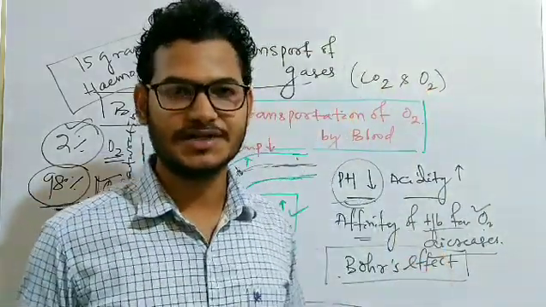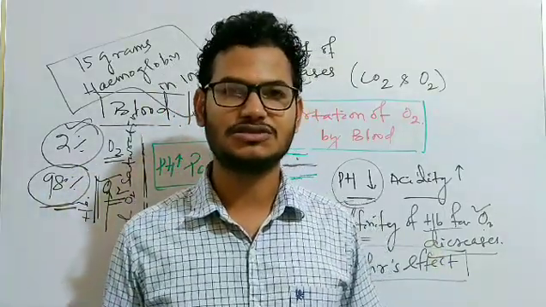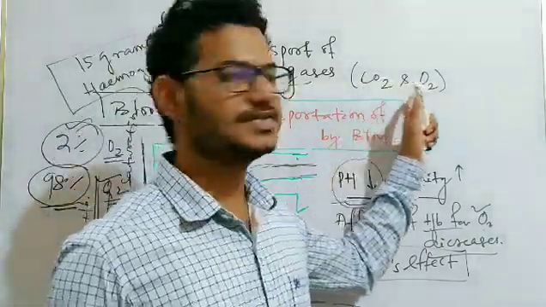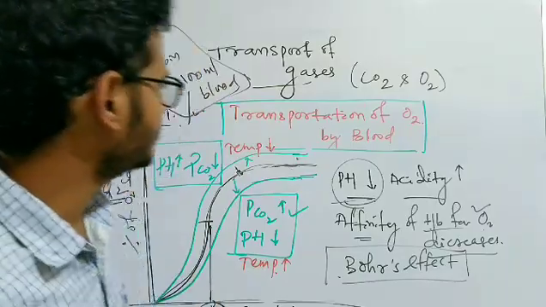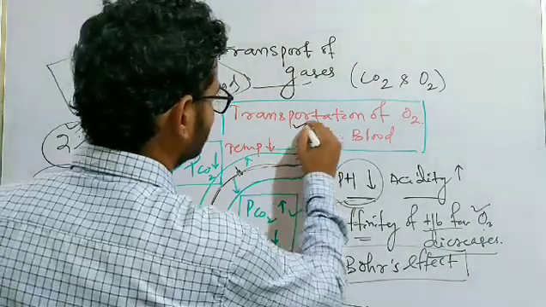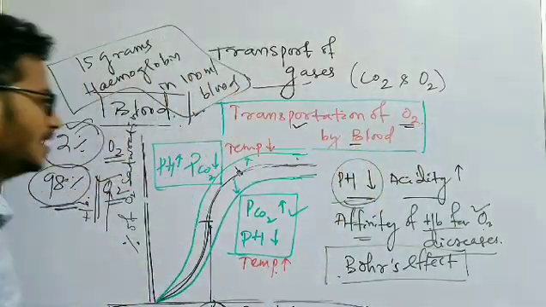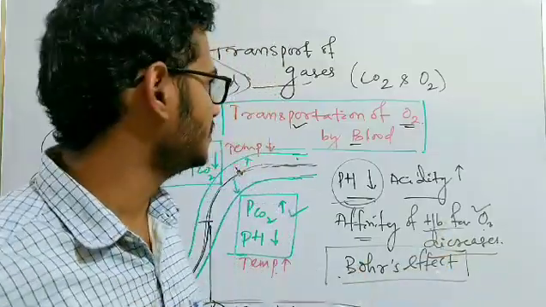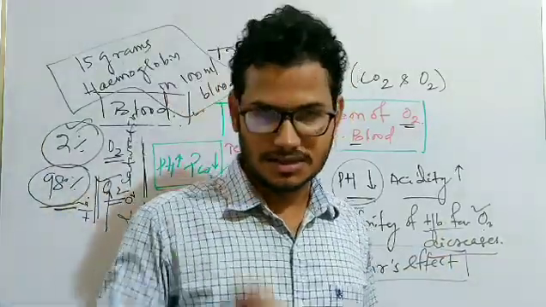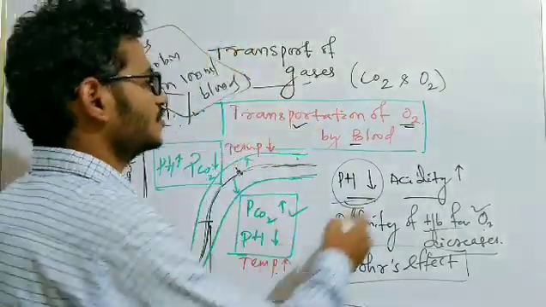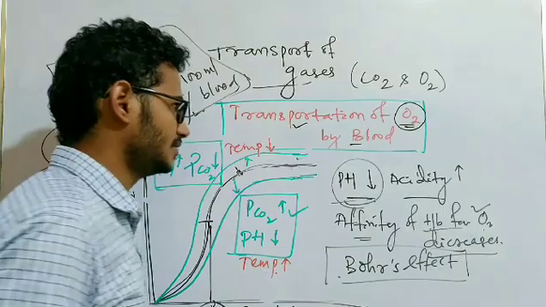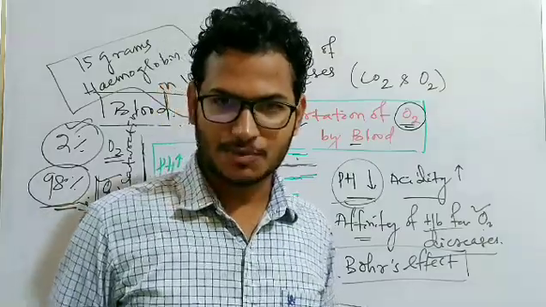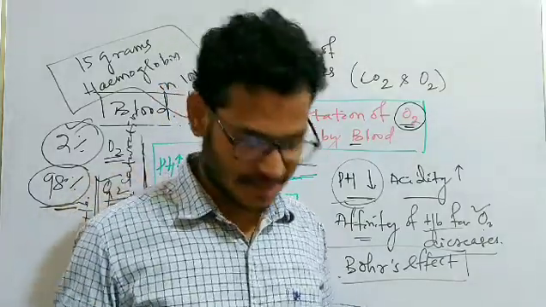So in the previous video tutorial we have learnt about the transportation of gases, that is the oxygen and carbon dioxide. In my previous video tutorial we have studied in detail about the transportation of oxygen by blood, and in this video tutorial we will go for the detailed study of the transportation of carbon dioxide, and we will also discuss that of the oxygen, means transportation of oxygen in detail along with that of the carbon dioxide. Clear? So let's start today's session.